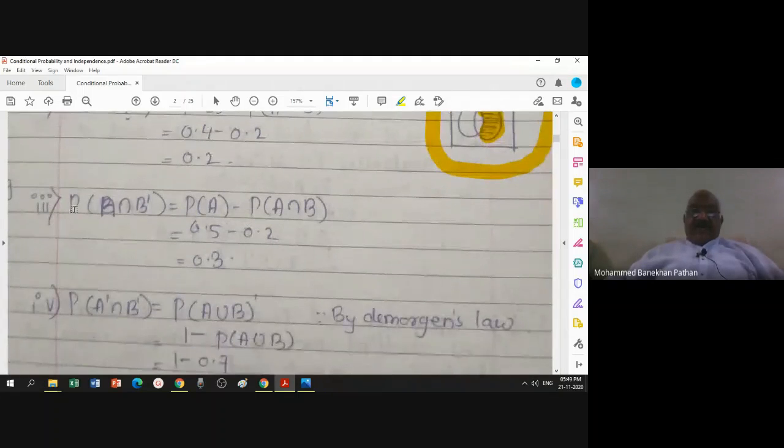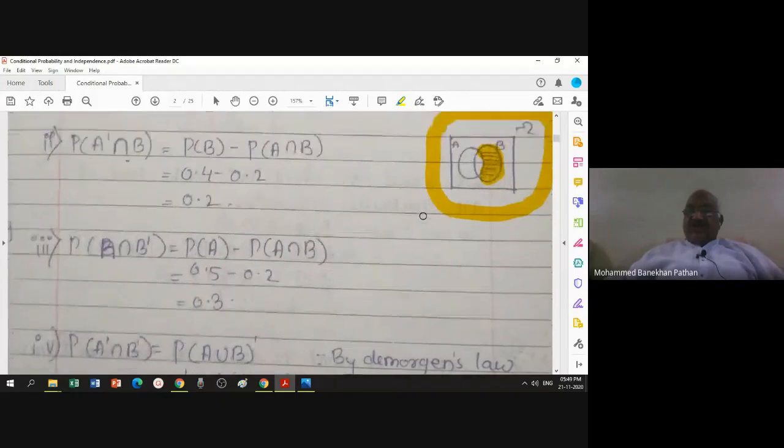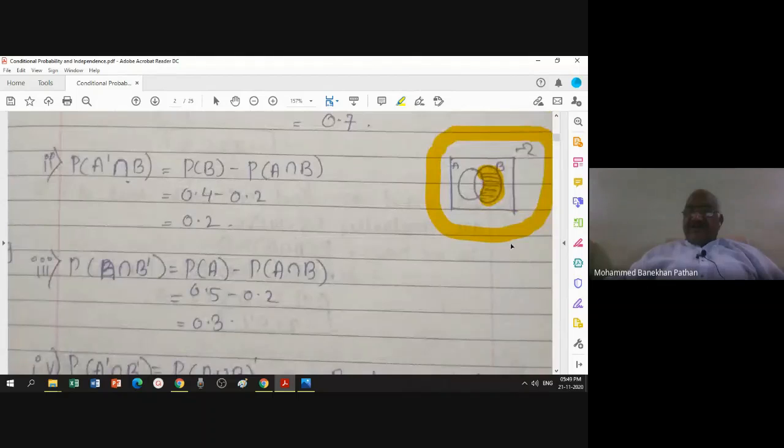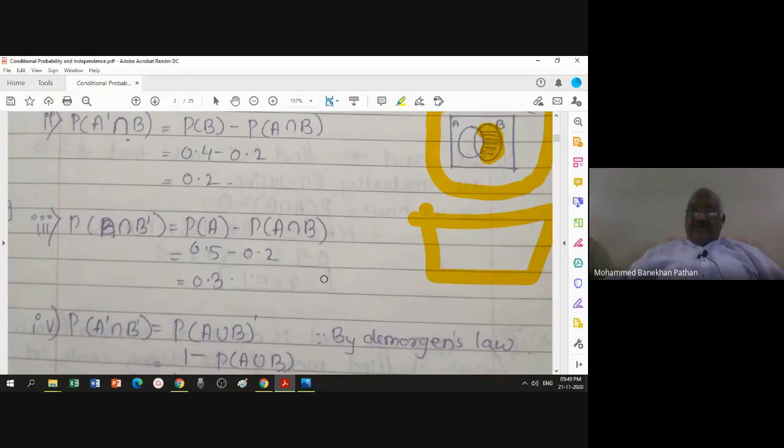Third part, probability of A intersection B dash, exactly the opposite part of this. I have not drawn the Venn diagram, you can draw the Venn diagram here. And it is the reverse part of this diagram that is your answer. So the result will be P of A minus P of A common B. Put the numbers and simplify.